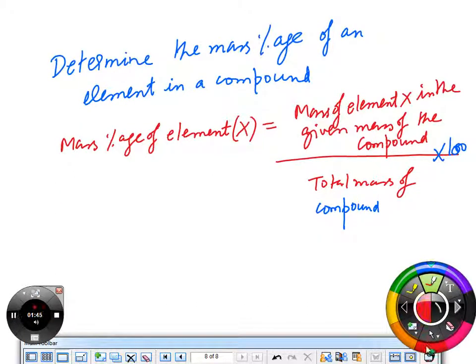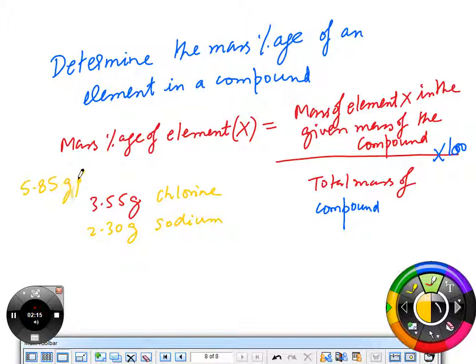We have 3.55 gram chlorine and we have 2.30 gram of sodium. राइट. कंपाउंड जो दे रखा है उसका मास दैट इज 5.85 ग्राम ऑफ कंपाउंड इज गिवन.